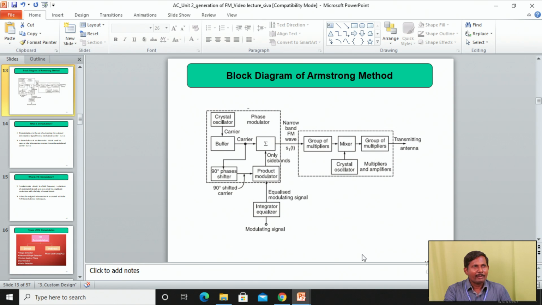The narrowband FM wave is fed into the multipliers and mixer. Finally, the signal is transmitted through the antenna.